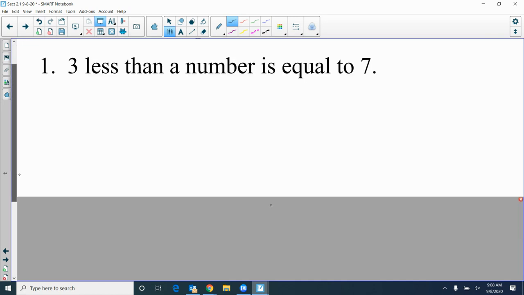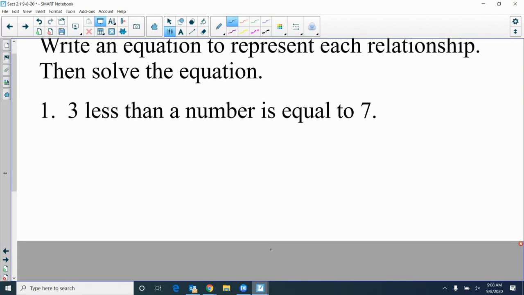Oh, my bad. So on the first one, we have 3 less than a number is equal to 7. So that key phrase, less than a number, tells me I'm going to take this and it's going to go in front of this. What does the word "is" mean? It's right next to it. "Is" means equal. And then 7.